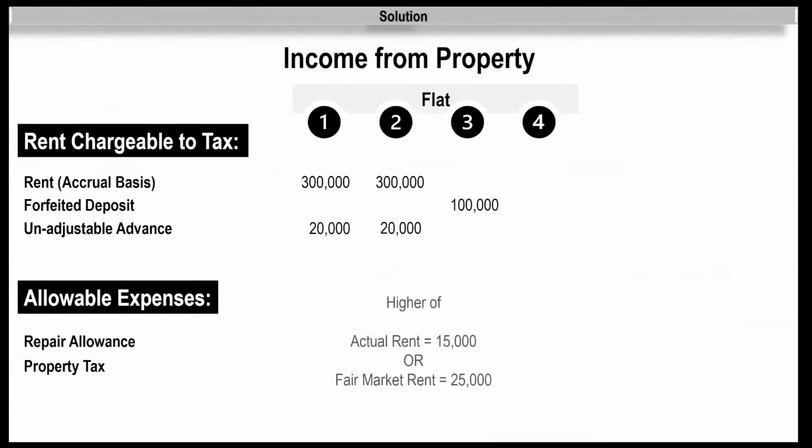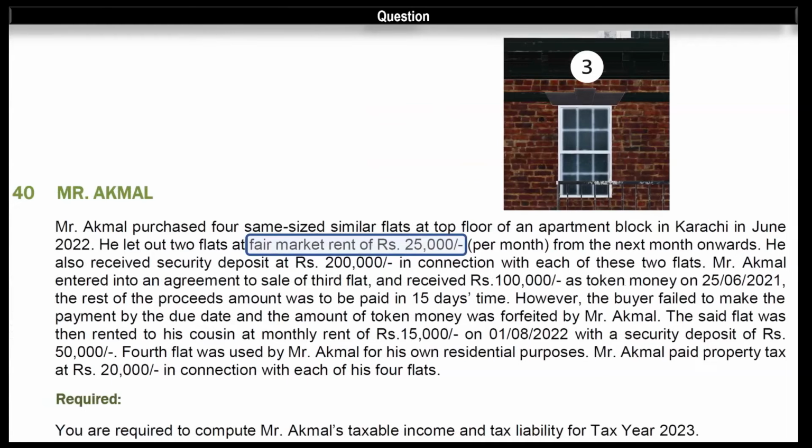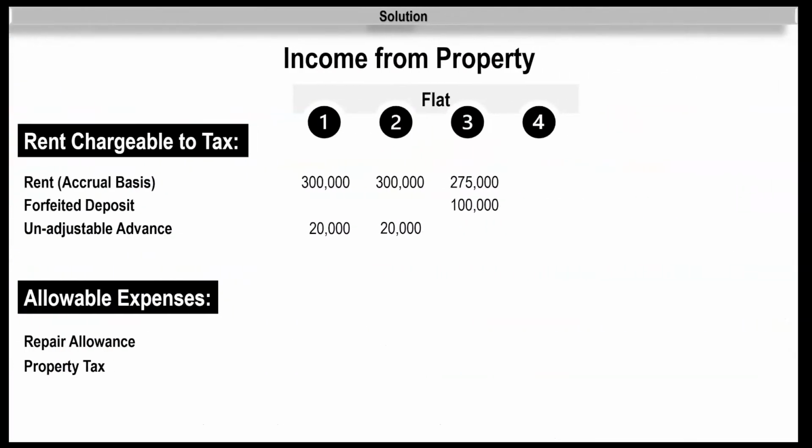Compare 25,000 with 15,000. Higher amount is 25,000. Multiply it with 11. Because this flat was rented from 1st of August. Rs 275,000 will be treated as rent. Next information is about security deposit of third flat, which is Rs 50,000. There is no need to compare it with security deposit of first 2 flats. Tax law does not require such comparison in case of security deposit. So in our solution, we will divide Rs 50,000 by 10 to get 1/10 amount. Rs 5,000 will be treated as unadjustable advance.